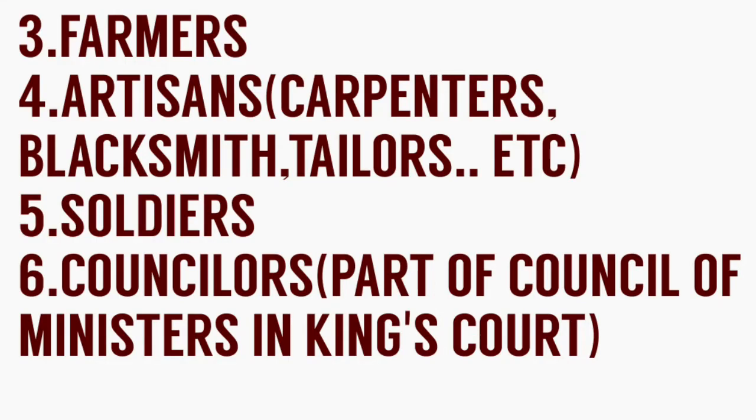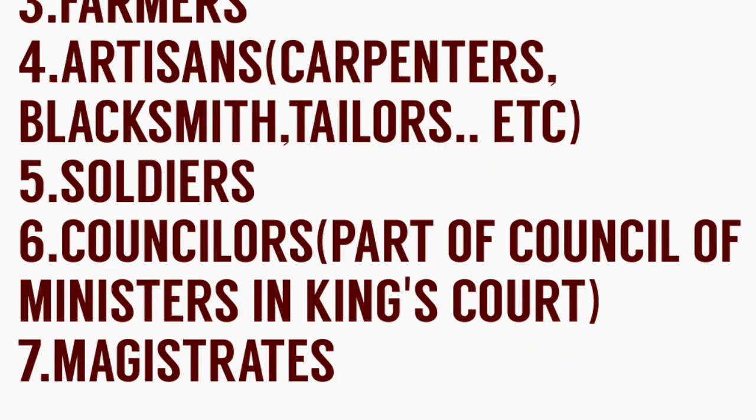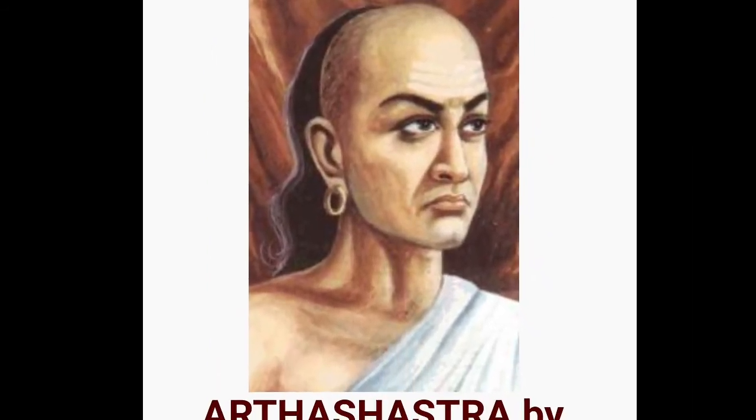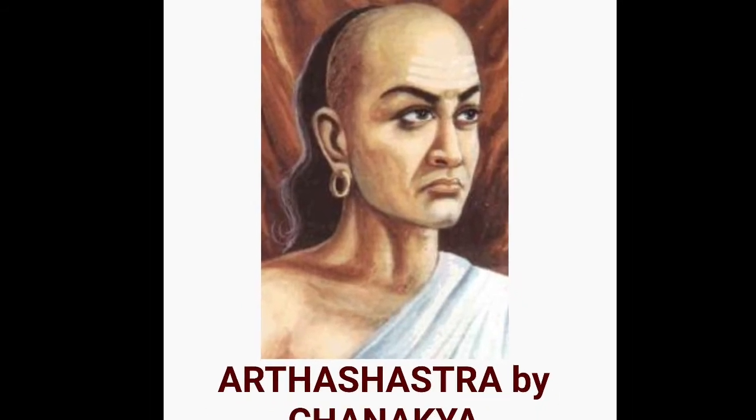Councillors, who were a part of council of ministers. And finally, magistrates. Most of these political, military and economic systems are derived from Arthashastra written by Chanakya, who is said to be the pioneer of political science and economy in India. And also, there are few honorable mentions of their rule.